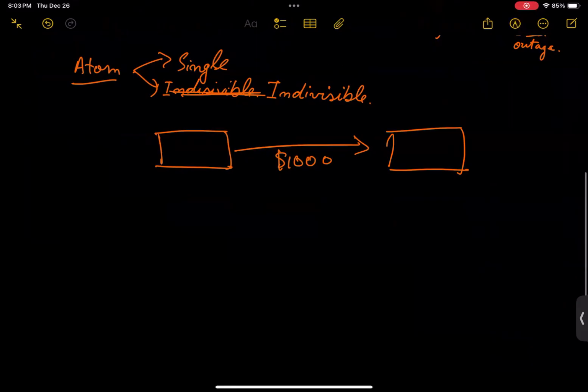This is account A, this is account B. This is my use case. Now there can be two scenarios that can happen, right? What are the two scenarios?